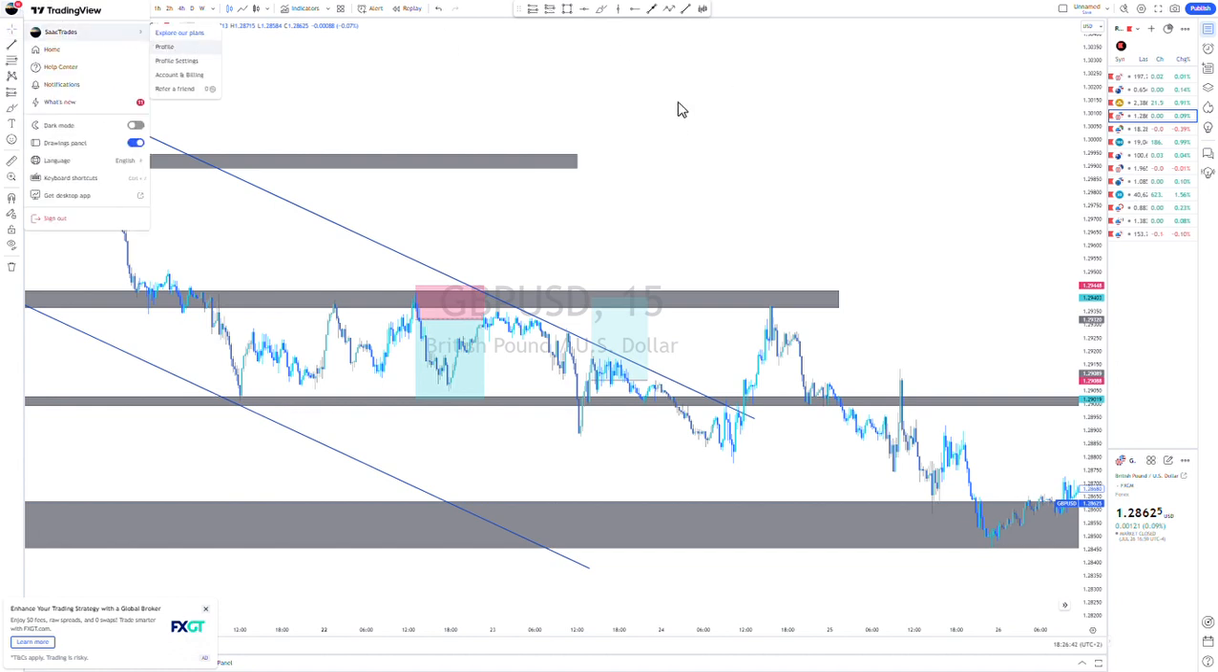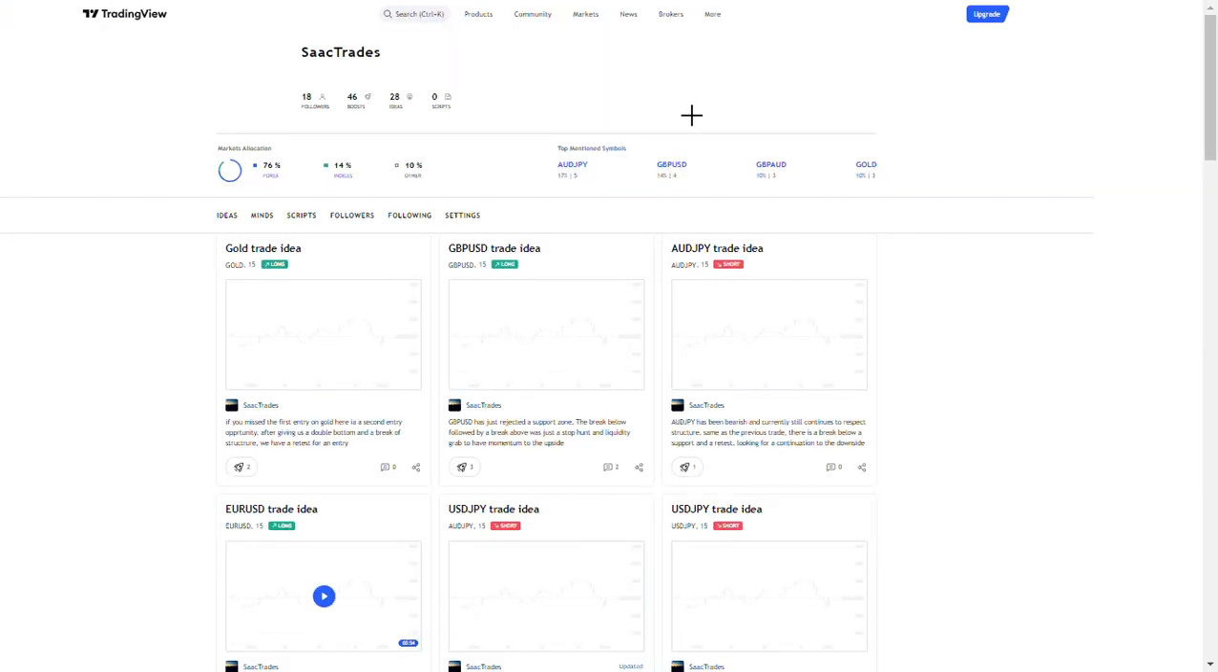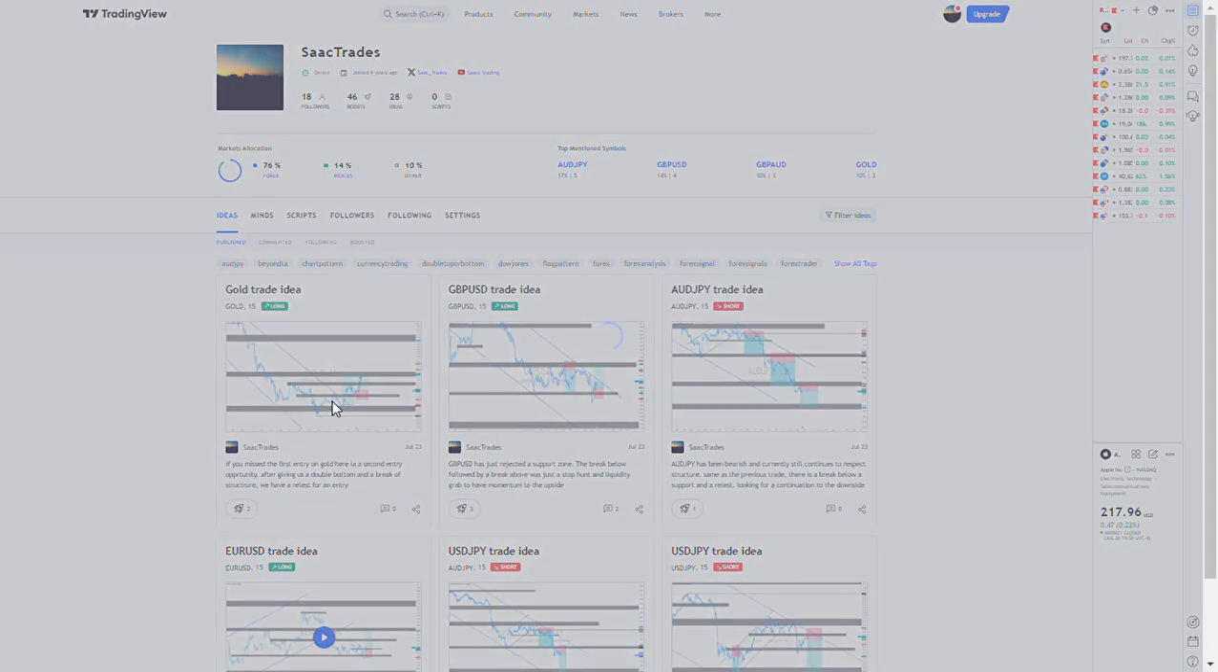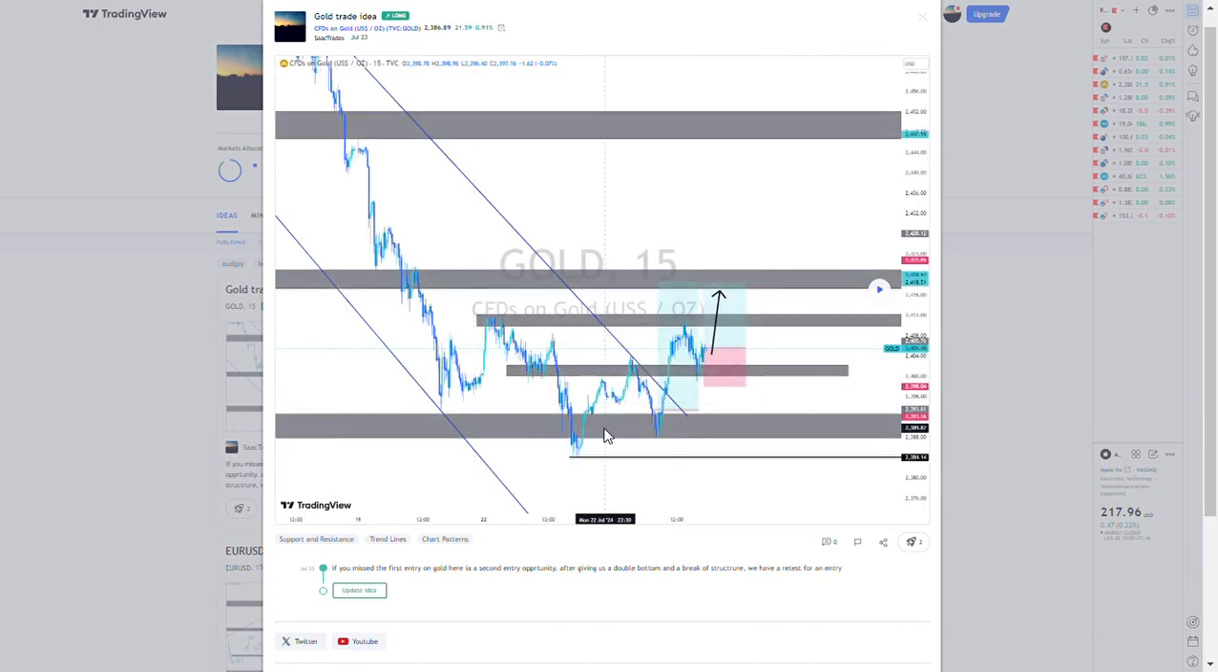I think there's one last idea that I shared. Okay, so this one was for gold. Gold, I already had this trade taken. So this is what I actually said for gold: if you missed the first entry on gold, here is the second entry opportunity. After giving us a double bottom and a break of structure, we have a retest for an entry. So this was the retest for an entry that I spoke about.